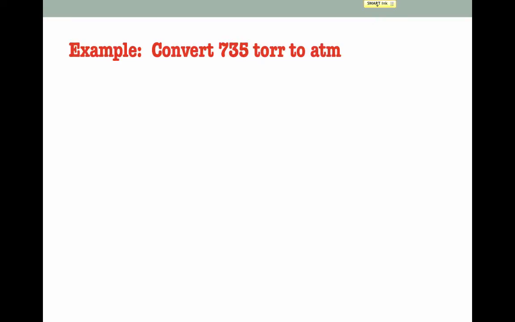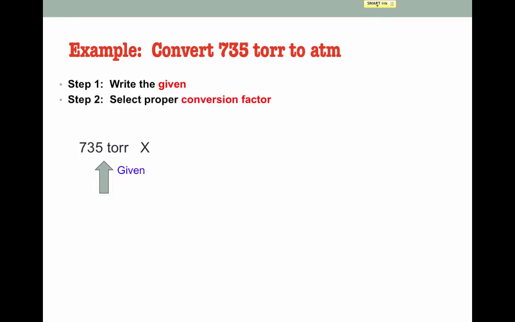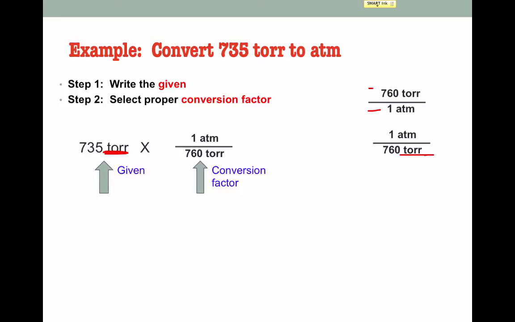Let's look at an example for pressure conversion. Here we're asked to convert 735 torr to atm. Just like before, we're going to start by writing the given, which in this case is 735 torr. Then, we're going to select a conversion factor. Notice we have two options. We can use 760 torr over 1 atm, or 1 atm over 760 torr. Remember, 760 torr is equal to 1 atm. So which one are we going to select? We want to select the one with the unit we're trying to cancel on the bottom. So we're going to go with 1 atm over 760 torr.